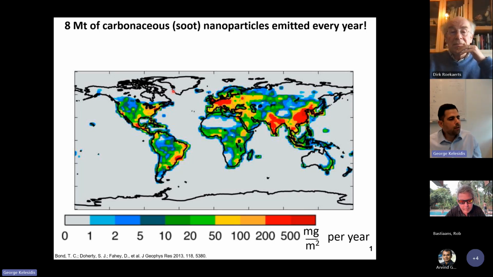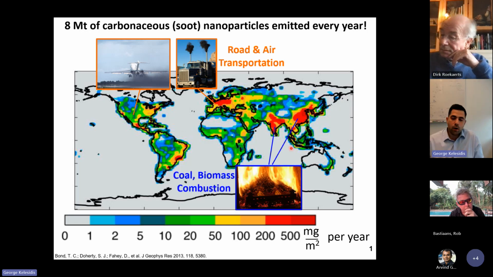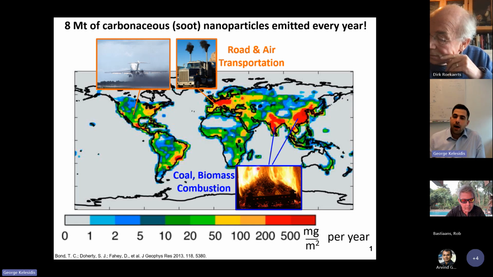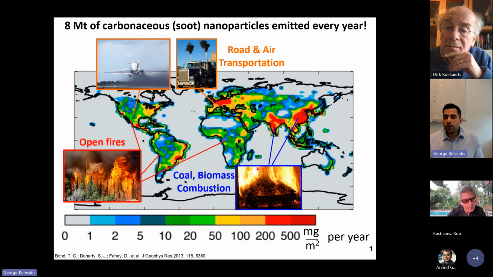You can see in this map over here the surface-based mass concentrations of soot emissions at different regions of the world. So in Europe and North America, most of soot emissions are coming from road and air transportation, while in East and South Asia, for example, soot nanoparticles are emitted by coal and biomass combustion. And of course, soot nanoparticles are being emitted by the forest wildfires that unfortunately make the news more and more often nowadays.